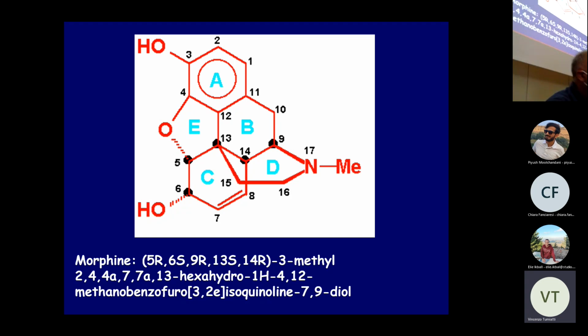How many chiral centers are present in this structure? You see the different atoms. We start from position 1, 2, 3, 4, aromatic, and so no chirality. Carbon 5 is chiral because you see 3 different substituents. Carbon 6, another chiral carbon.